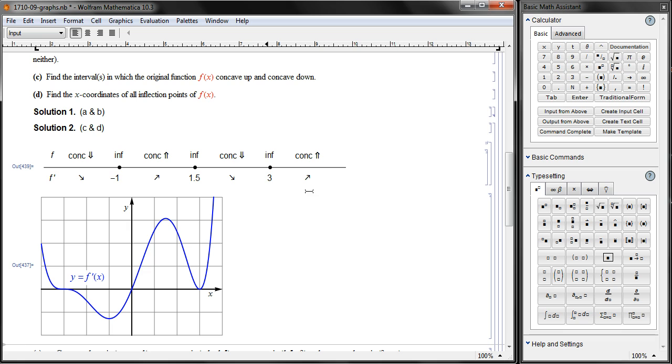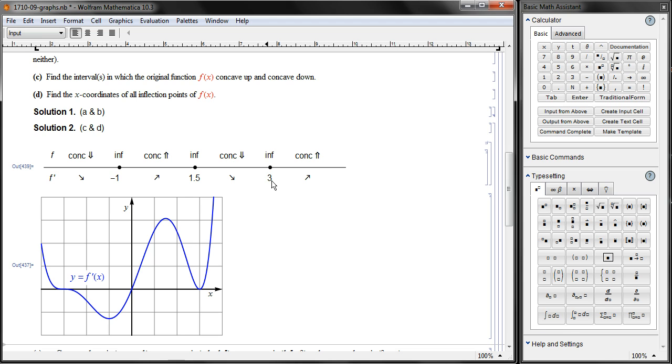Consequently, the original function is concave down, concave up, concave down, concave up. Down, up. It's easy. Up is up, down is down. Once you see these graphs increasing, decreasing, going up, going down, concavity follows immediately. At these points, x equals -1, x equals 1.5, and x equals 3, we have an inflection point. That's where the concavity changes.